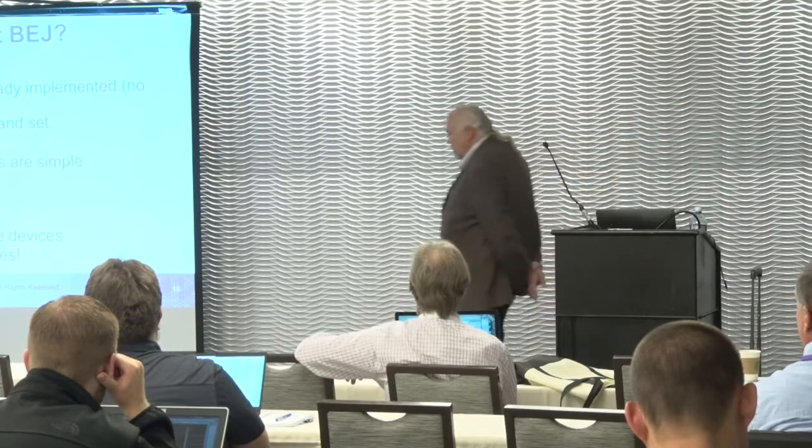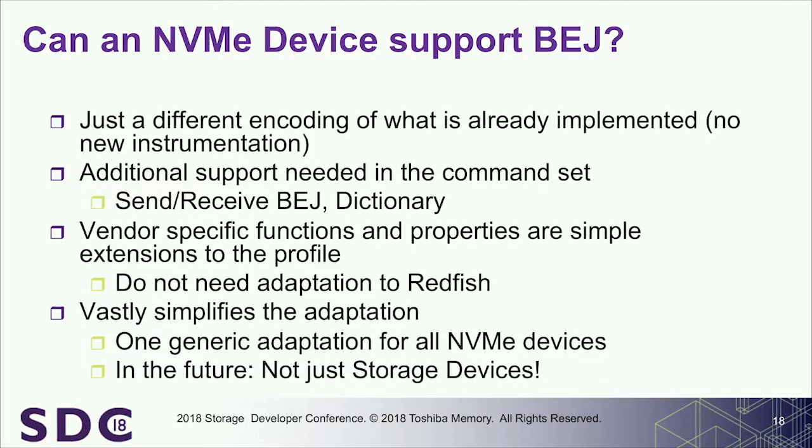So, can an NVMe device support BEJ? It's really just a different encoding. It's still a structure with bits packed into bytes, packed into double words, right? But we do need to support additional commands, the commands that correspond to the HTTP verbs. Whether it's BEJ or not, and whether it's a combination of BEJ and dictionary or not, I'm not sure is needed. But there'll be discussions in these various groups.